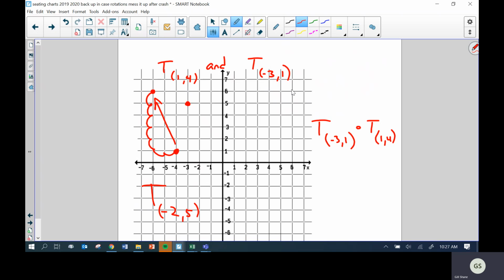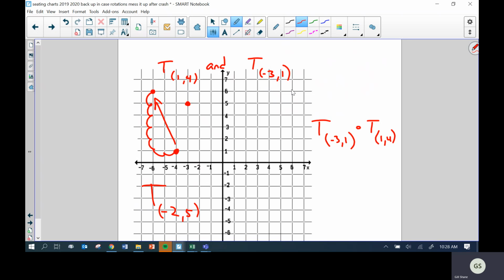1 plus -3 is -2. 4 plus 1 is 5. All you're doing is combining the translation numbers together. You combine the first one and the first one, the second one and the second one, and that gives you what the one translation would be.